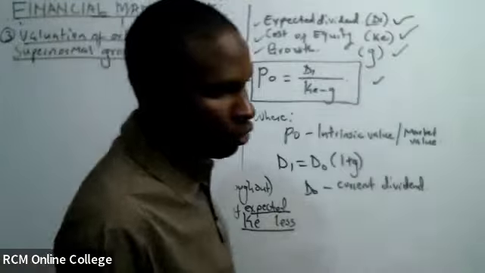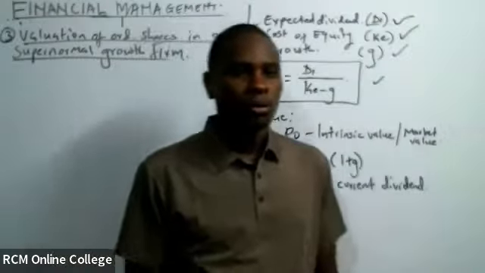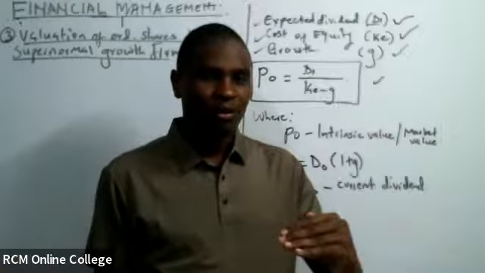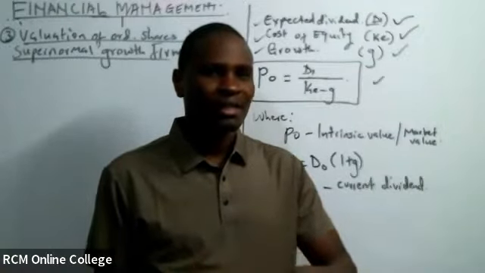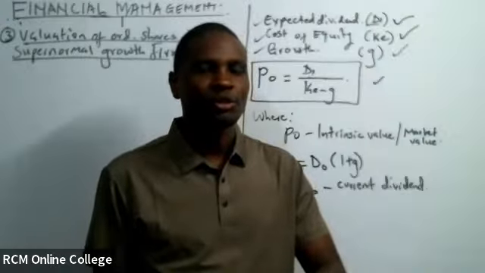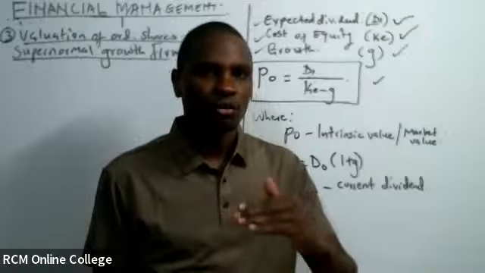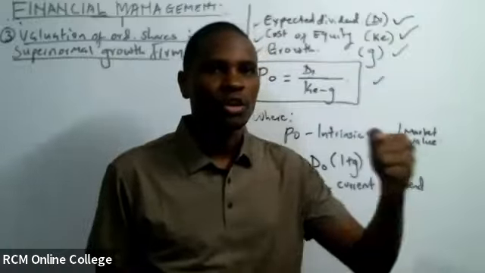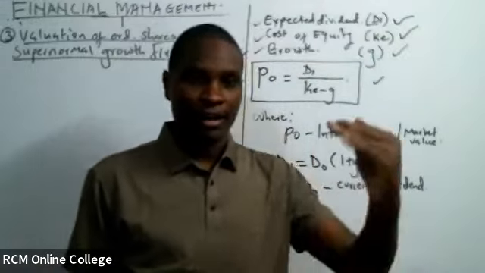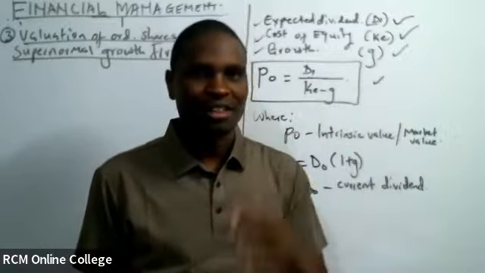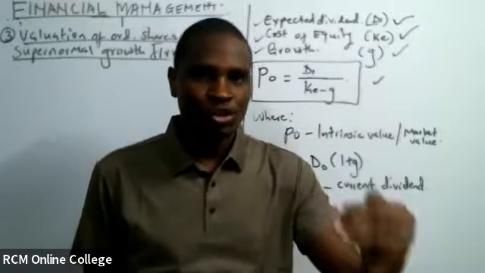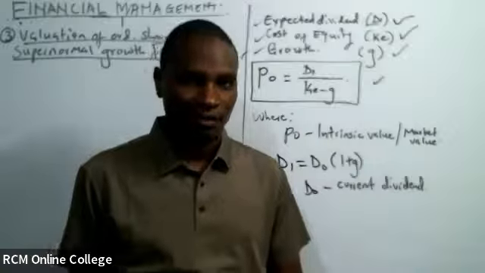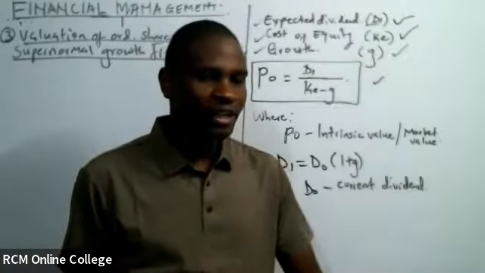Supernormal growth firm. At this point, class, we have levels of growth. The basic thing that you need to understand is the levels of growth. Let's start with the highest growth rate. As you start, the growth rate is high. As time goes by, the growth rate drops to a certain level, until we get maybe to infinity.